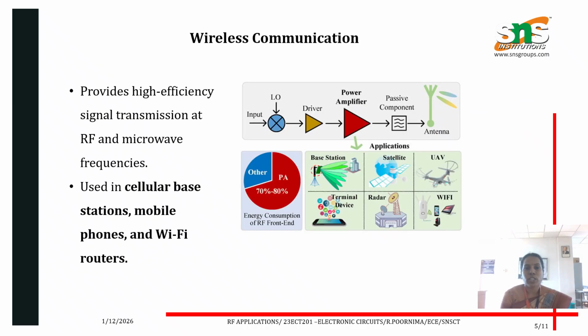Next is wireless communication. It provides highly efficient signal transmission at RF and microwave frequencies. These are all high frequency signals used in Wi-Fi, cellular base stations, mobile phones and Wi-Fi routers, etc. The input signal is mixed with the local oscillator carrier frequency and given to the driver circuit and power amplifiers. It boosts the signal level before giving the signal to the antenna, so that it is applied in various radar systems, Wi-Fi and satellite, etc.